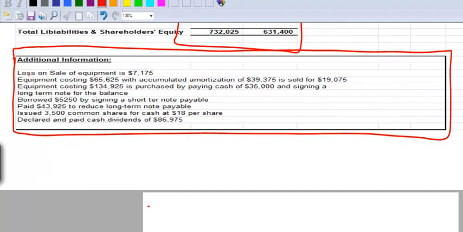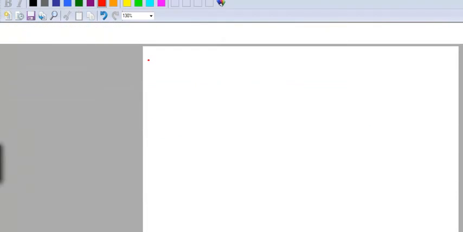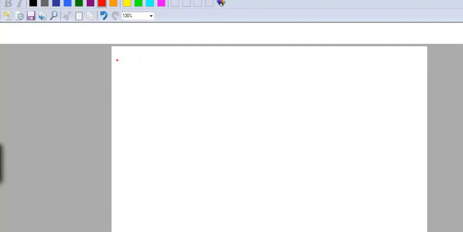It says loss on sale of equipment is 7,175. That by itself is not going to be relevant, but the next point, bullet point number 2, it says equipment costing 65,625 with accumulated amortization of 39,375 is going to be sold for 19,000 cash. So those two bullet points are going to be important to me. Let me journalize it, and I'll show you which accounts are going to go where.